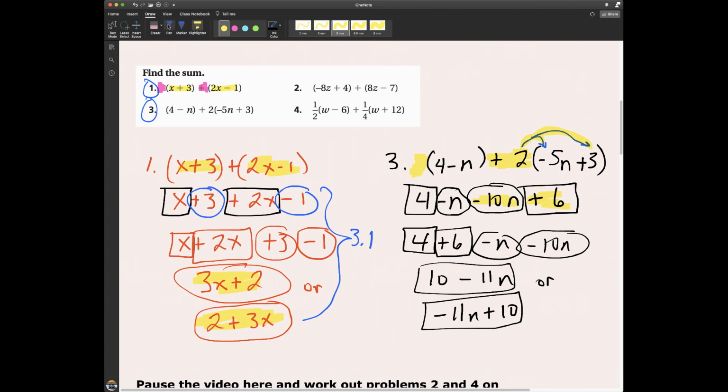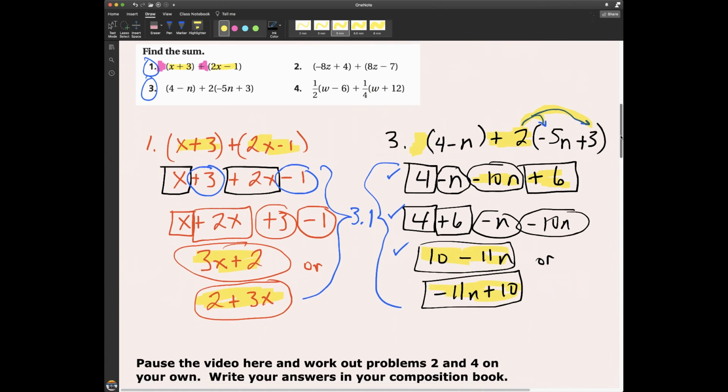And then from here down again, I'm using section 3.1. I identify like terms. Did I identify them? Check. Did I group them, put them together? Check. Did I combine them? Yes. Are there parentheses? No. Are there like terms? No. Then this expression is in simplest form. And there are 2 ways I could write it, like that, or I can write it like that.